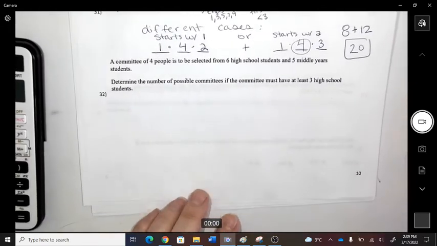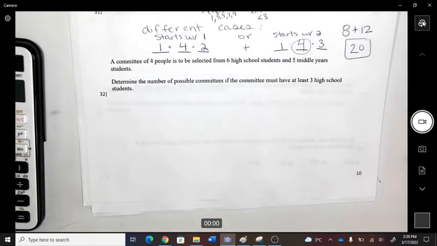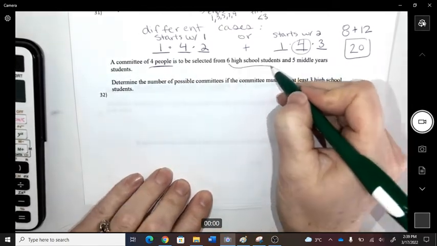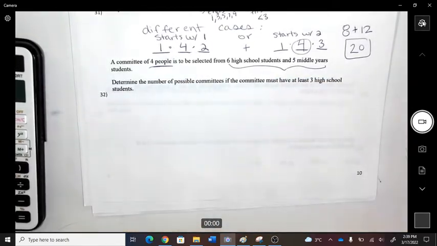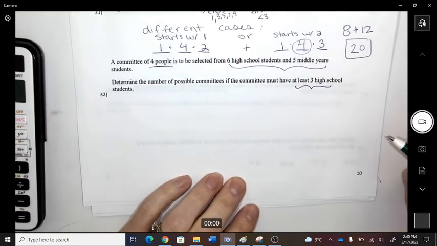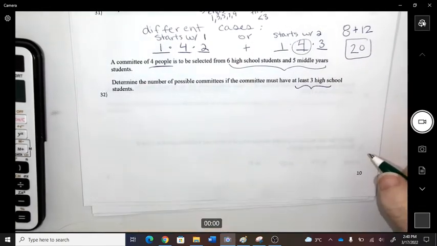Okay, the last one. A committee of 4 people is to be selected from, and you have 6 high schoolers and 5 middle schoolers to pick from. Determine the number of committees possible if you have at least 3 high school students on there. So this is different cases.